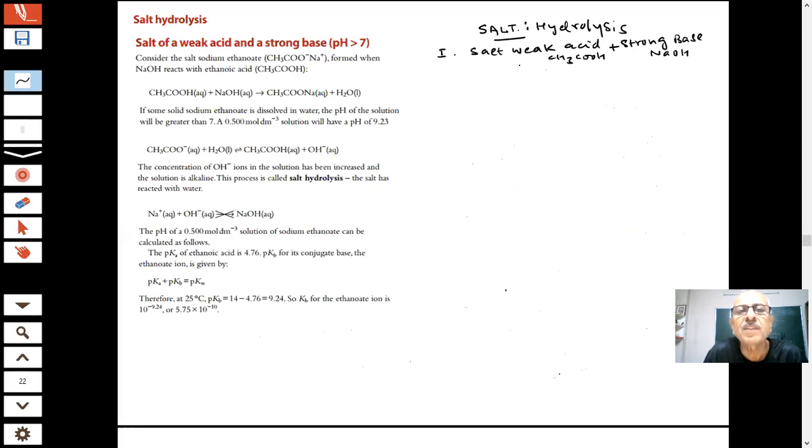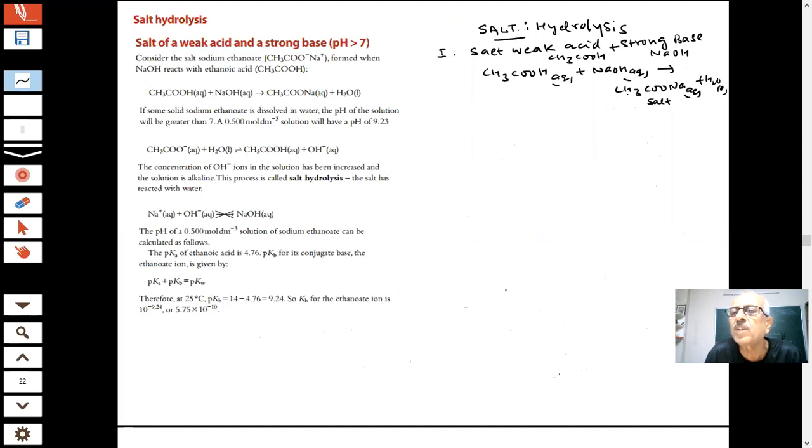Example, we have already said that CH3COOH aqueous reacts with NaOH aqueous and you will be forming CH3COONa aqueous plus water. This is your salt. So if some solid sodium ethanoate is dissolved in water.